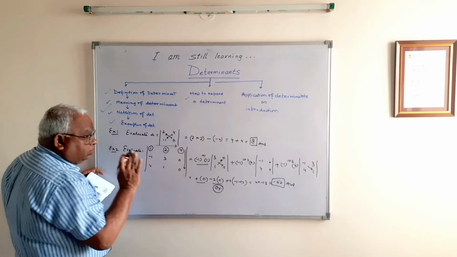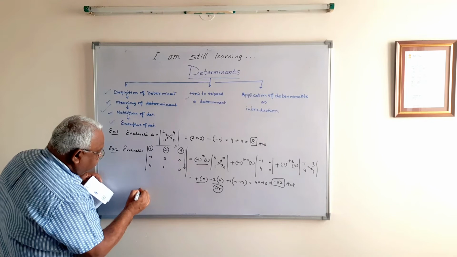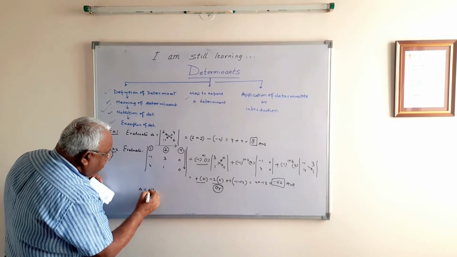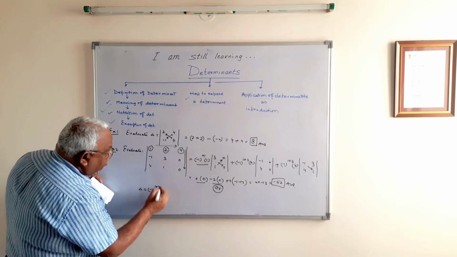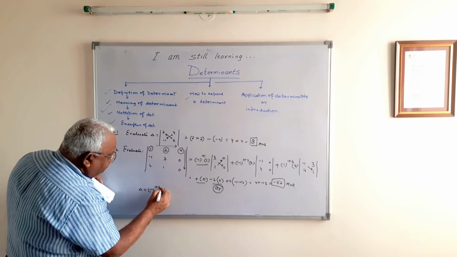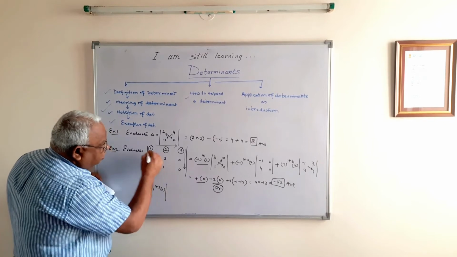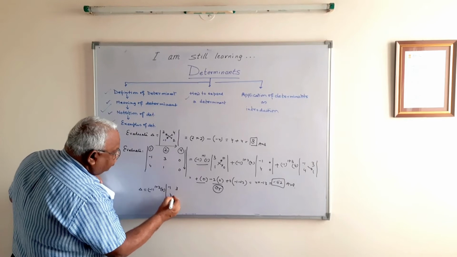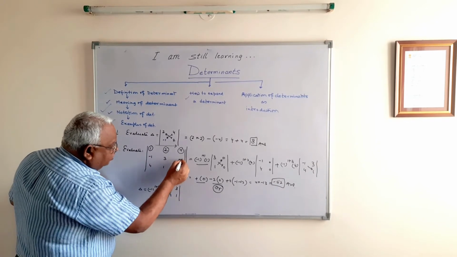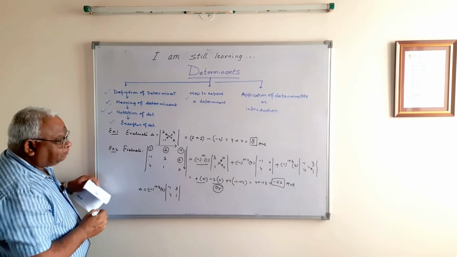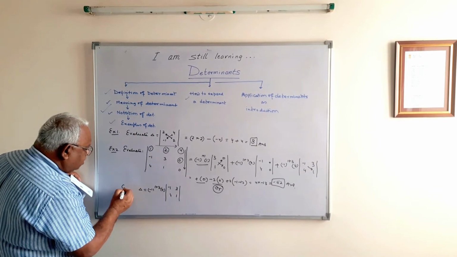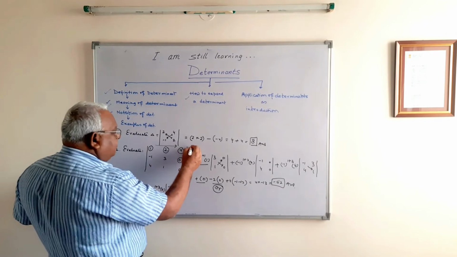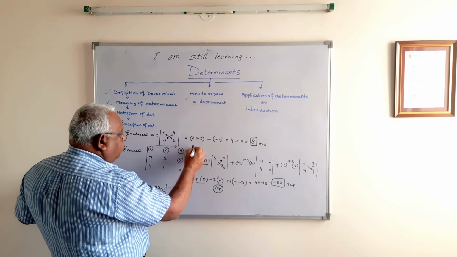You must take care of the position. So what is the position? 1, 3. So minus 1 to the power 1 plus 3, and the element is 4. And now delete this row and this column, you get minus 1, 3, 4, 1. Then you take this. I'm expanding along C3, right? This I have expanded along R1.